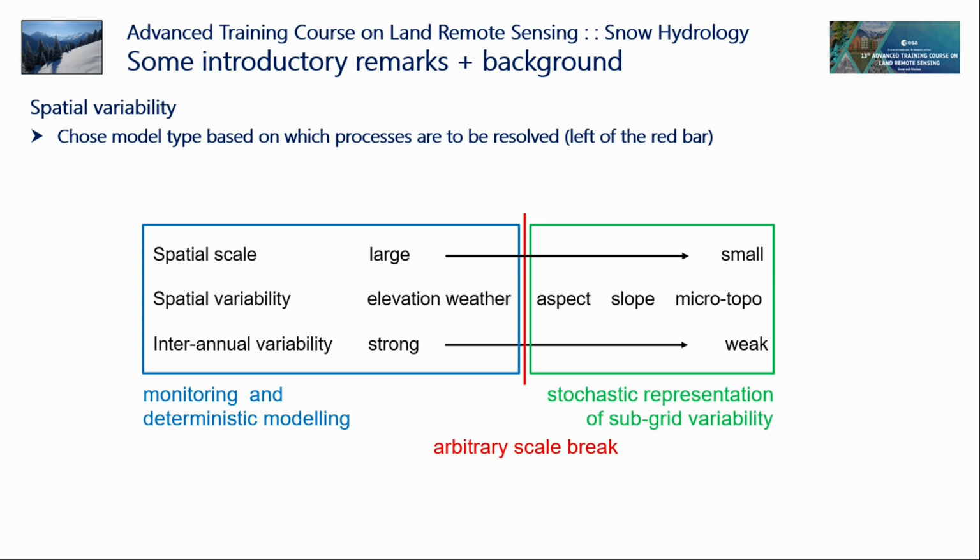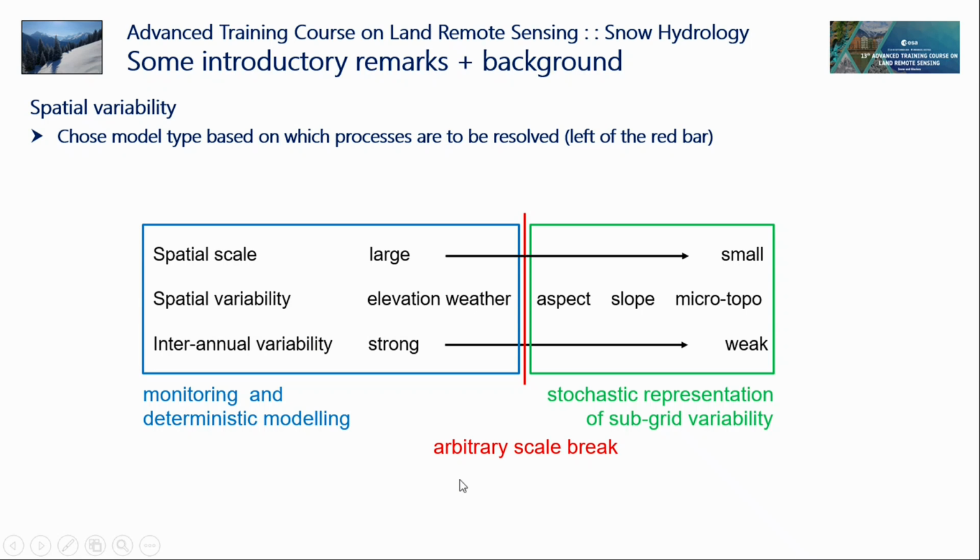So weak interannual variability means there is less difference between year-to-year differences as opposed to strong interannual variability. And there's some sort of an arbitrary scale break from the modeling perspective where you say, okay, anything left of this bar is what I resolve in my model, and everything right of the bar is what I treat as subgrid variability, unresolved, treated statistically. And where you put this bar is absolutely up to the modeler. So you can do what you want.